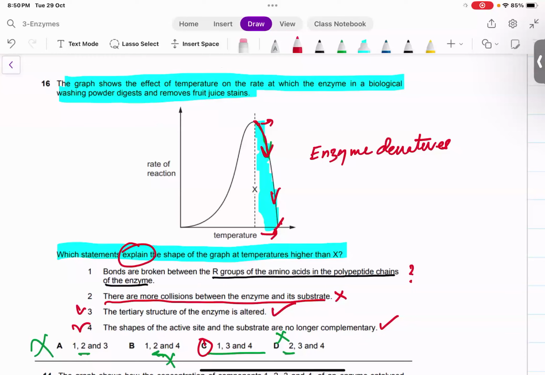So it means that bonds between the R groups of the amino acids in the polypeptide chains of the enzymes are broken. As you increase the temperature, obviously the bonds between the R groups may be changed or broken. Consequently, this statement is also correct. So C is a correct choice in this case.